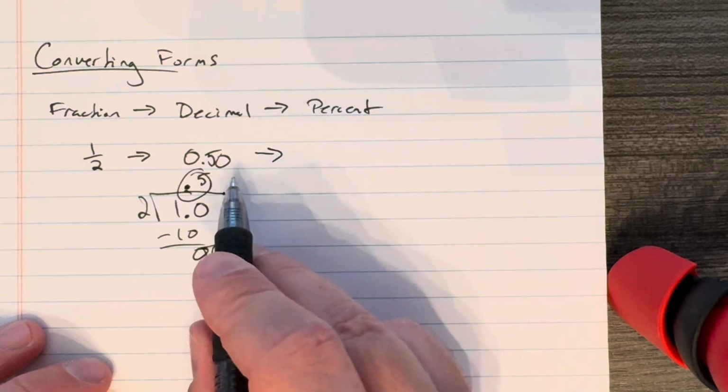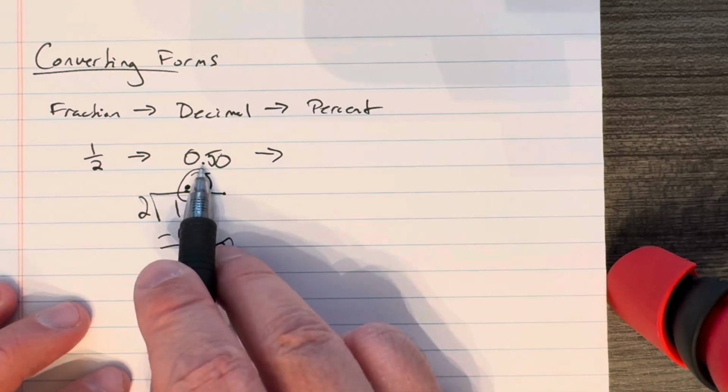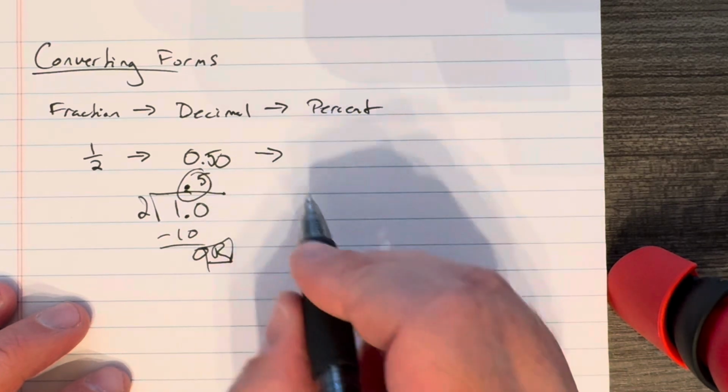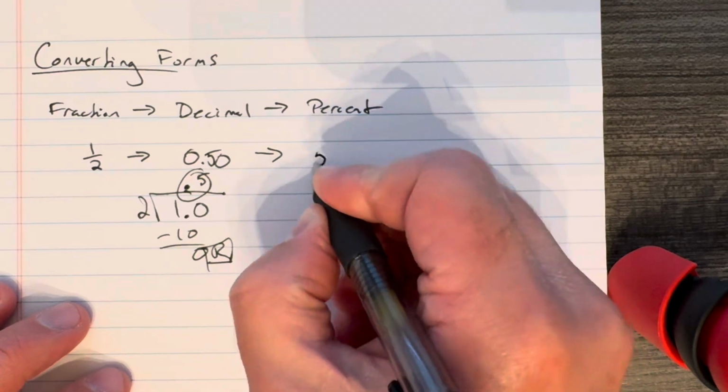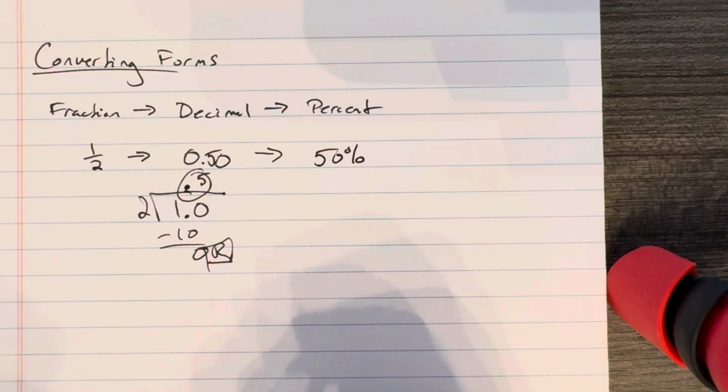Now, to change this 0.5 to a percent, that's actually really simple. We're just going to take that decimal place and move it twice to the right. We will always move the decimal twice to the right. That percentage is going to be 50%. And that's just the idea for those types of problems.